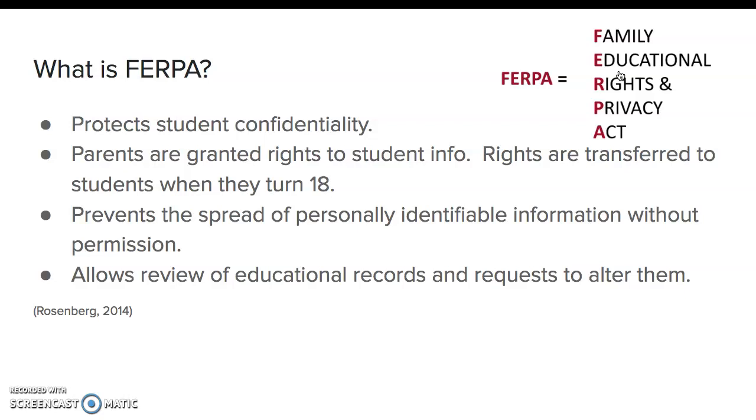FERPA prevents the spread of personally identifiable information without permission and also reviews educational records and requests to alter them. So educational records are things like transcripts, information about the student, health records, things like that. And then the PII, or the personal information, is something like home address, cell phone number, age, and other things that fall into that category.